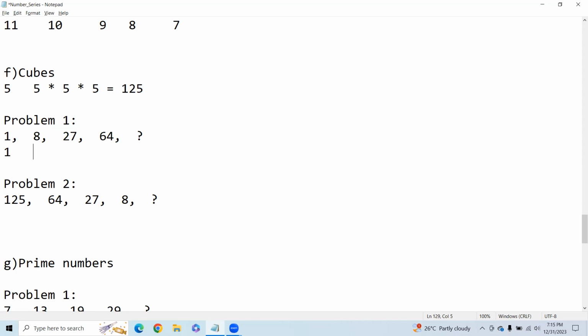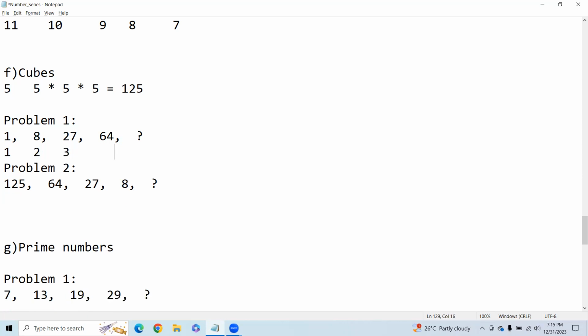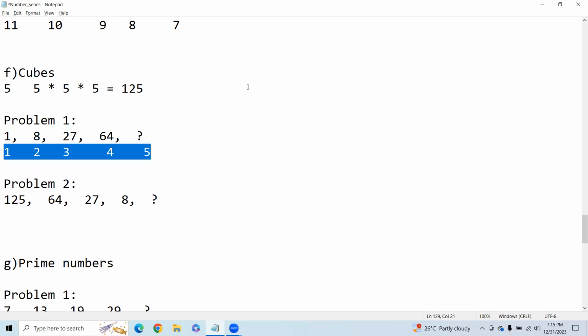So 1 cube is 1, 2 cube is 8, 3 cube is 27, 4 cube is 64, and we have to do the cube of 5, because 1, 2, 3, 4, 5. Cube of 5 is 125. So this is our answer.